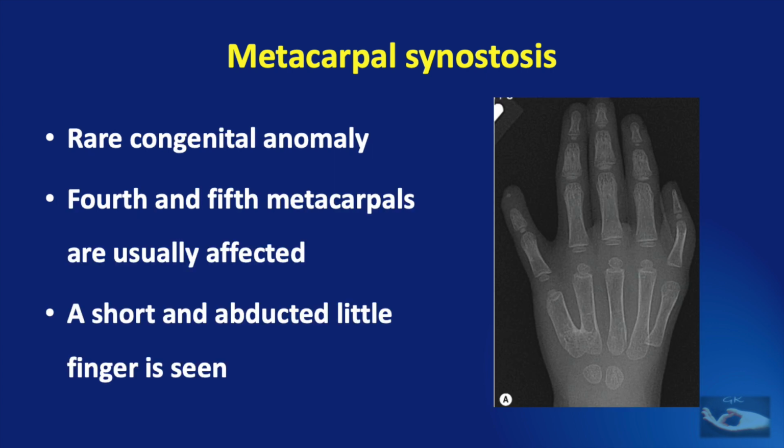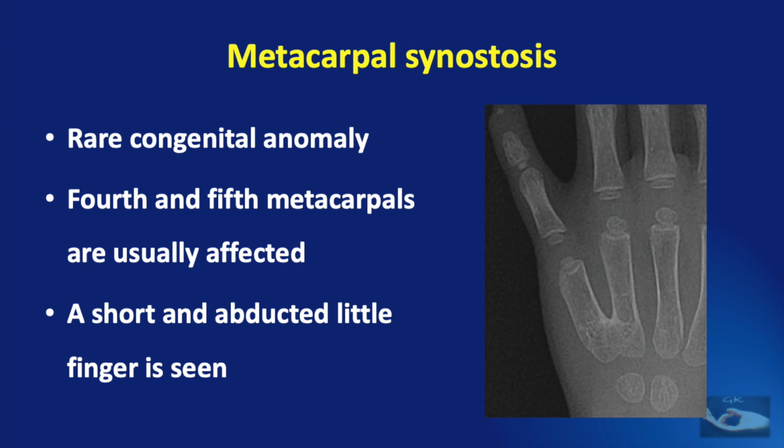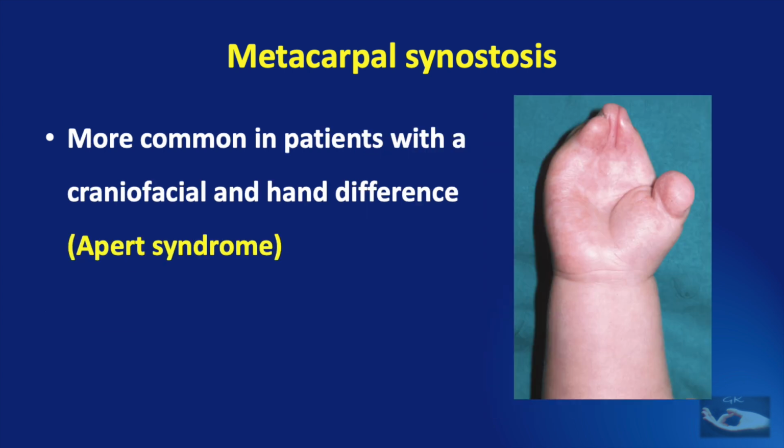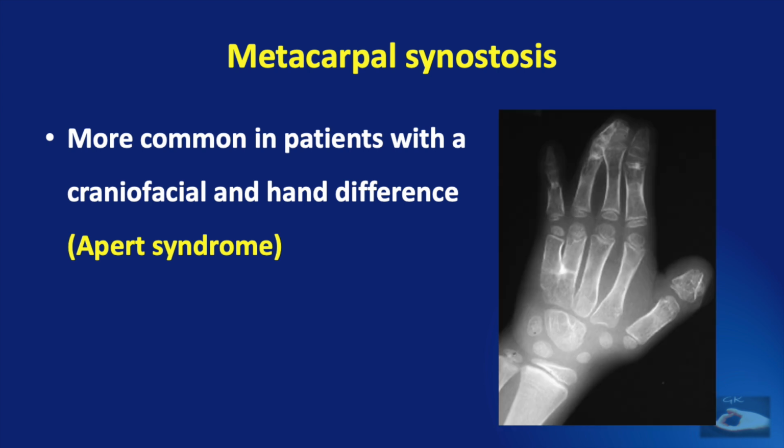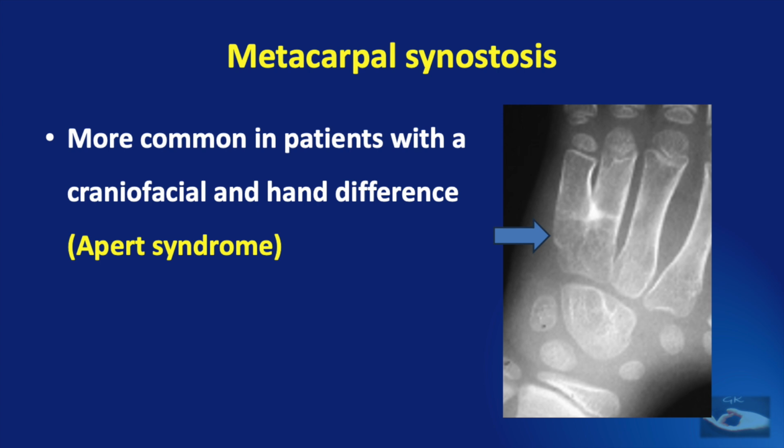It is a rare congenital anomaly with wide anatomical variations. The fourth and fifth metacarpals are usually affected, and as a result, the little finger is a little shorter and in an abducted position. The synostosis is more common in patients with craniofacial and associated hand differences. You will note in this child with Apert syndrome, there is evidence of symphalangism, metacarpal synostosis, and carpal coalition.